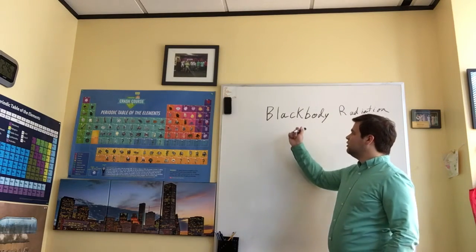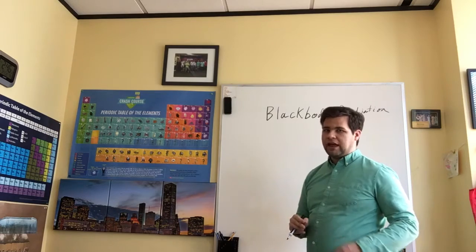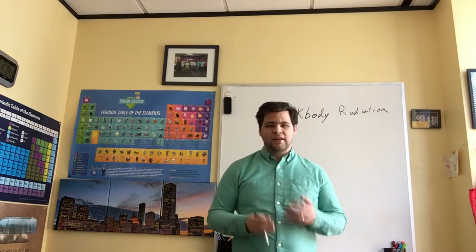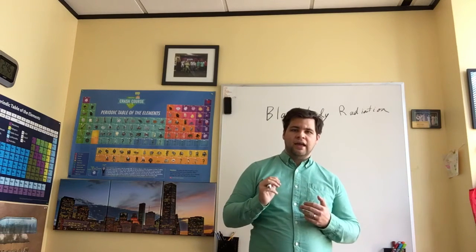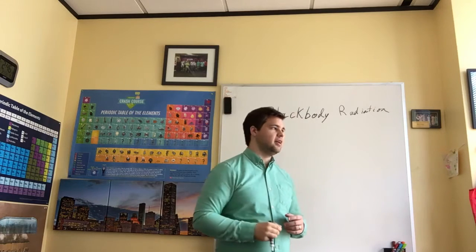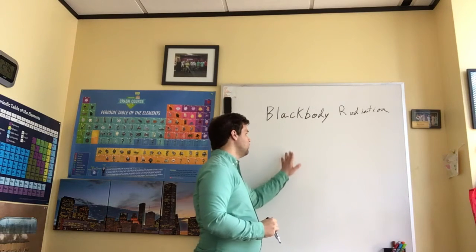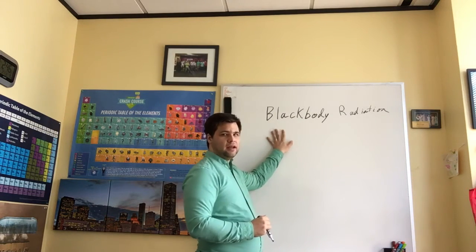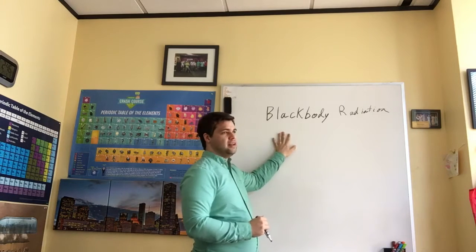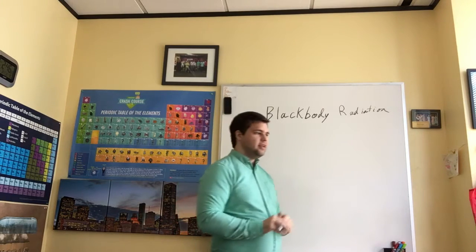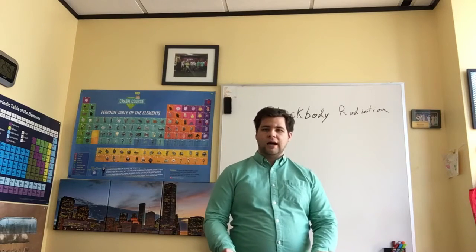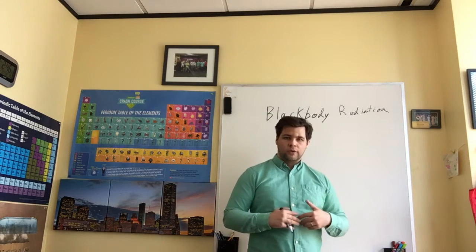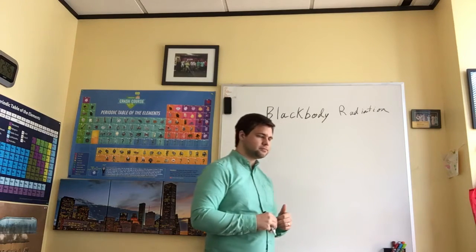So the first failure is understanding blackbody radiation. That is the energy given off by a heated object is the basic idea here. But in order to actually study it and come up with formulas, we have an idealized blackbody. So an idealized blackbody is an object that only absorbs radiation.